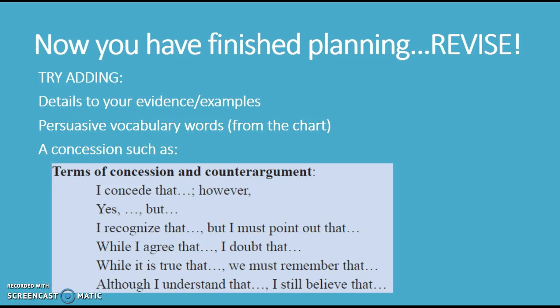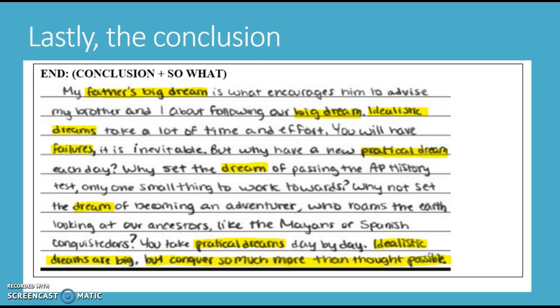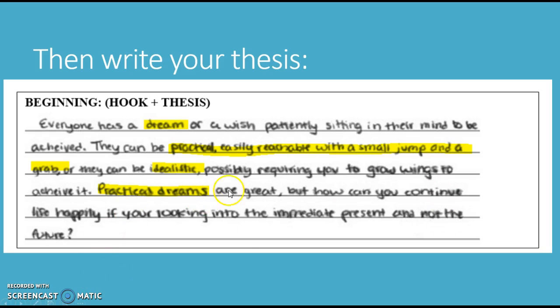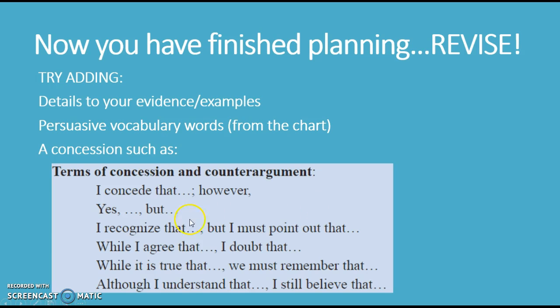So I want you to think about adding more details to your evidence, going back and adding in some more persuasive vocabulary, okay, kind of from the chart that we talked about, or going back to add a concession, just like she did right here. Practical dreams are great because some people think that, right? People on the other side think practical is better. So here is a concession. Practical dreams are great, but dreaming big is even better. So you can go back and add something like that using one of these sentence stems.